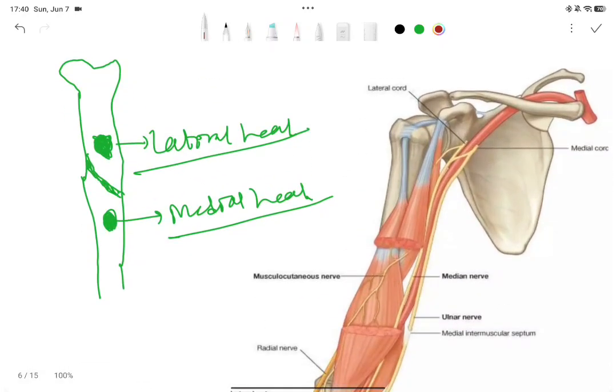So this is the medial cord, this is the lateral cord. Okay, this is the second part of the axillary artery. So this is the medial cord because it lies on the medial side. This is the lateral cord because it lies on the lateral side, and there's the posterior cord at the back of the second part of the axillary artery, from which the radial nerve arises that supplies.